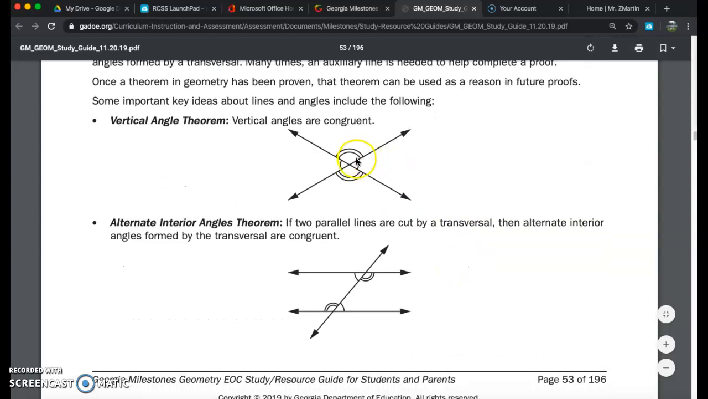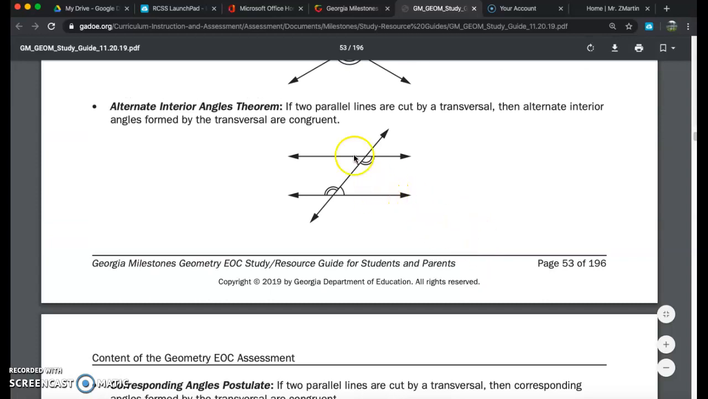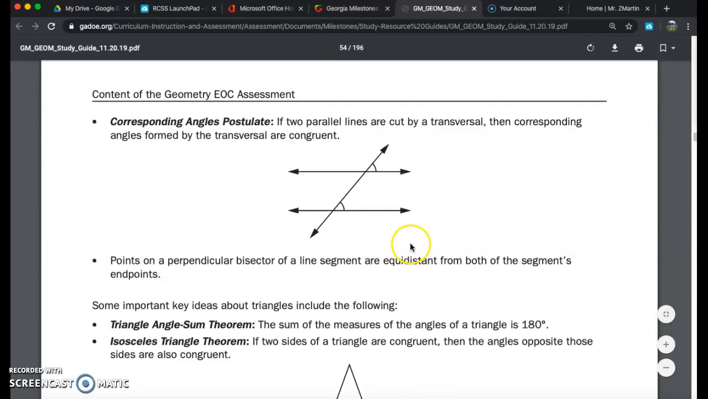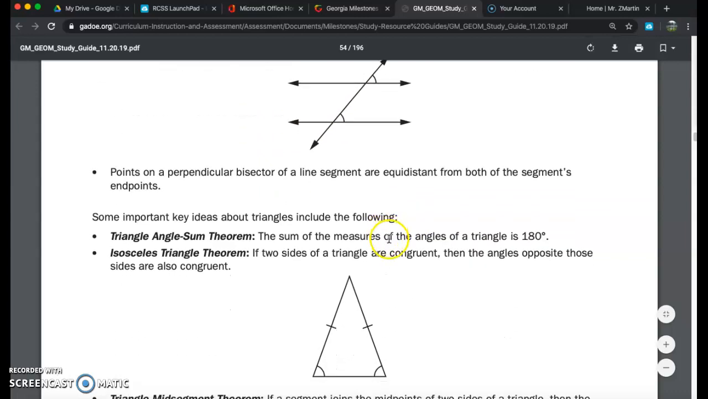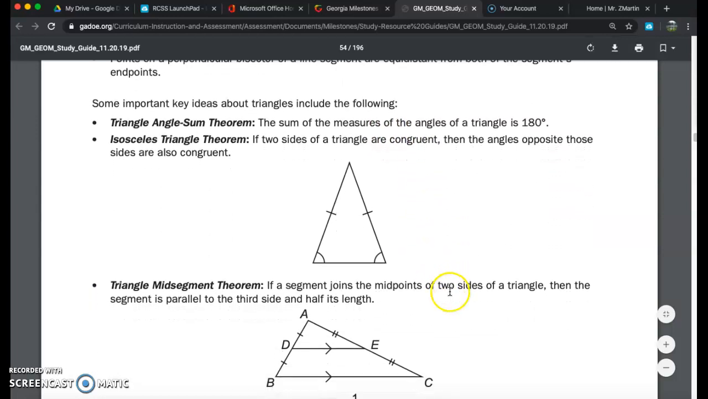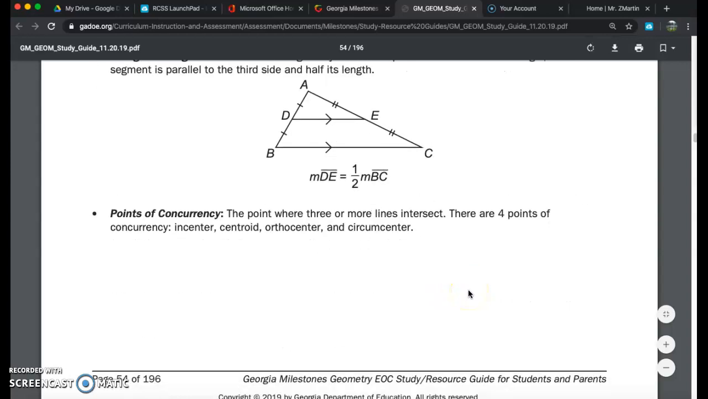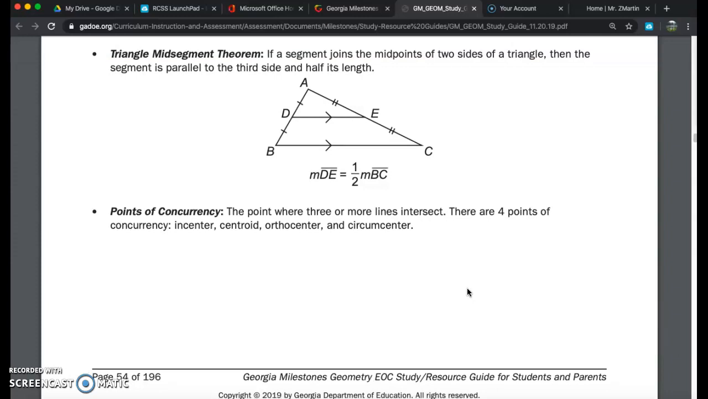Our vertical angles theorem, our alternate interior angles theorem, which relies on parallel lines, which you see there, our corresponding angles postulate, which again relies on parallel lines, our triangle angle sum theorem, our isosceles triangle theorem, our triangle mid-segment theorem, as well as points of concurrency: in-center, centroid, orthocenter, circumcenter. You could Google those if you'd like definitions.